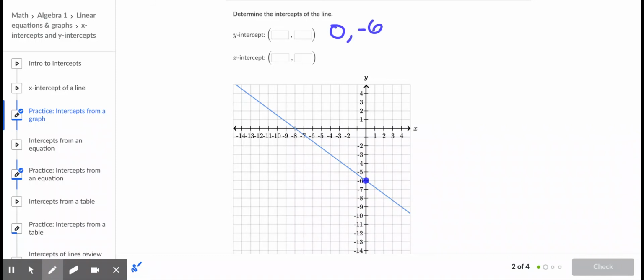Then they ask me about my x-intercept. I look at my x-axis, I see it crosses at negative 8. So I know my x-intercept is at negative 8, comma, 0. And then I type it in. 0, negative 6, negative 8, 0.